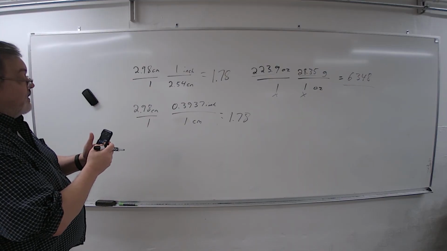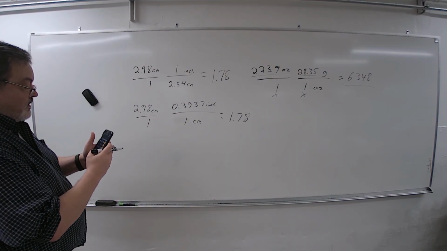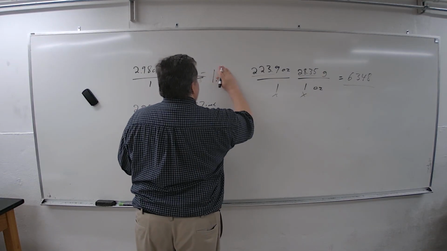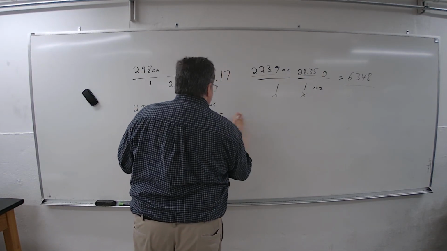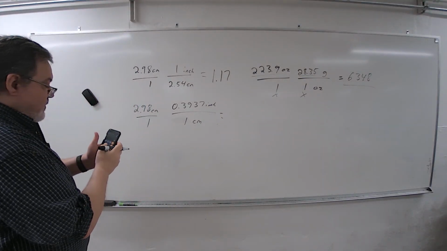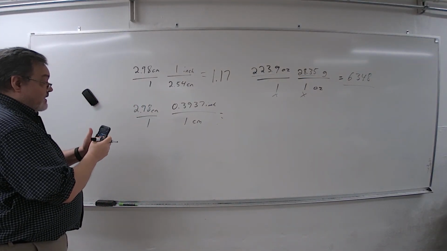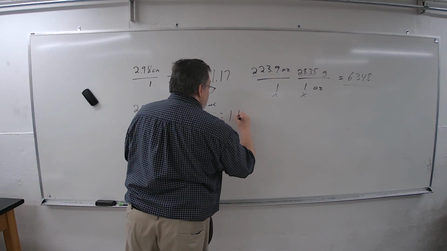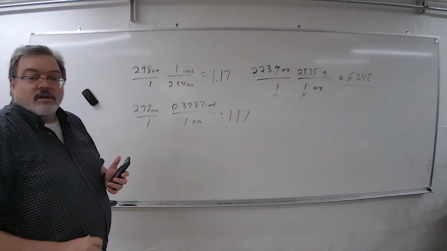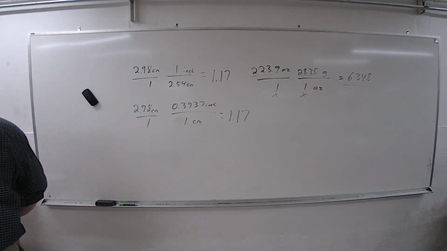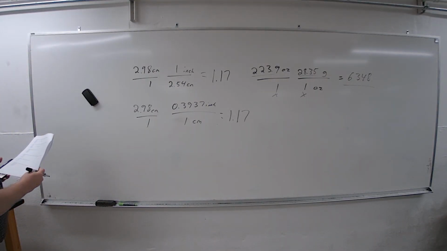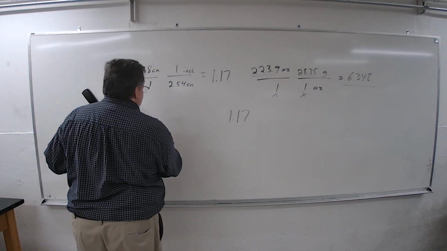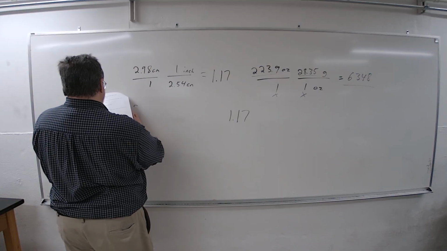It still should come out with 2.98. 1.17. Well, this came out with 1.17. 2.98 times 0.3937. Yeah, 1.17 inches is what you should get for that. I've been terrible with math this semester. Do every equation wrong once.